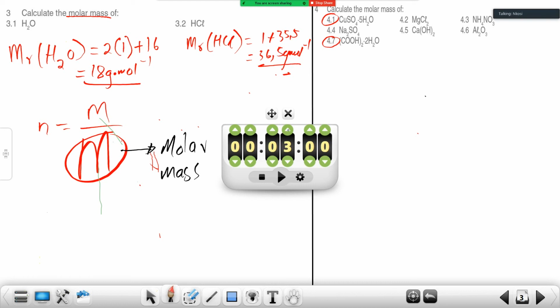I'm going to give you even 5. It's a lot. Let me give you 4. We can even give you 5. Let's give you 5, and your time starts now. What is it that you do? You calculate now the molar mass for 4.1 and the molar mass for 4.7.